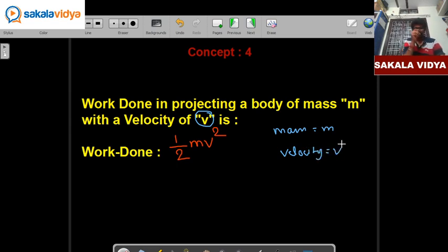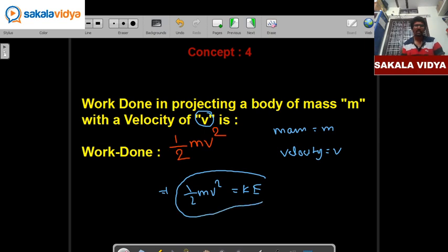So what is the work done? Simply half mv square. I think half mv square is nothing but our kinetic energy. So how come a kinetic energy can be equal to work done? So think once. Okay, let us justify our answer. Work done is equal to half mv square. Okay, now let us see the derivation for this.